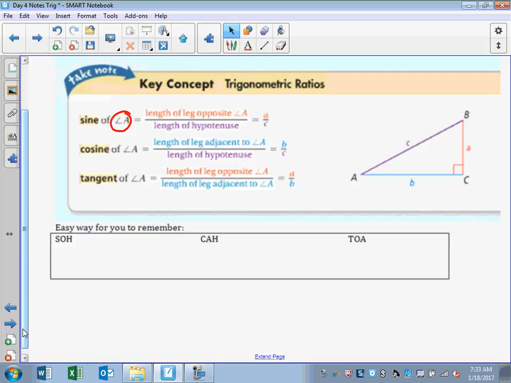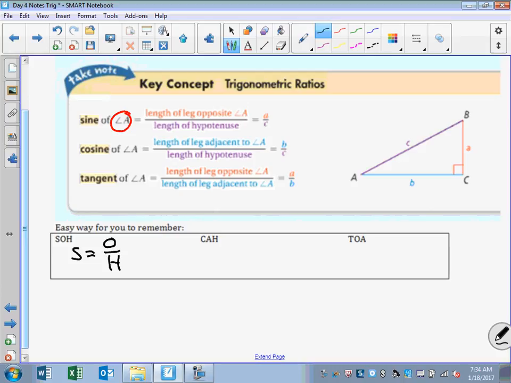So now the easy way for you to remember this is SOHCAHTOA. Okay? And that's just sine, again, is opposite over hypotenuse. So that's how we're going to remember that. CAH is cosine is adjacent over hypotenuse.